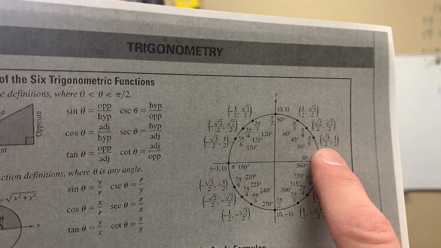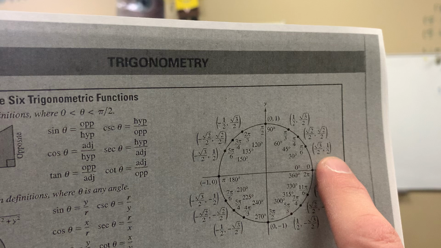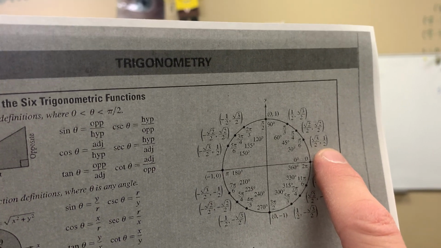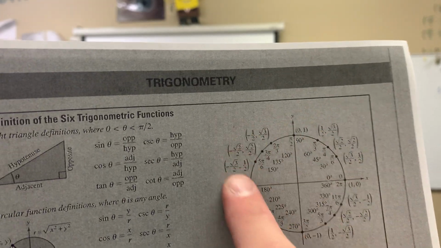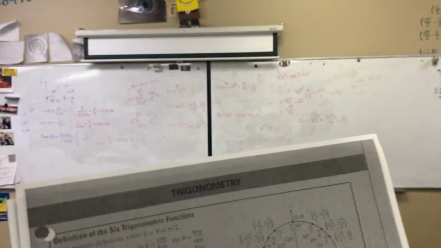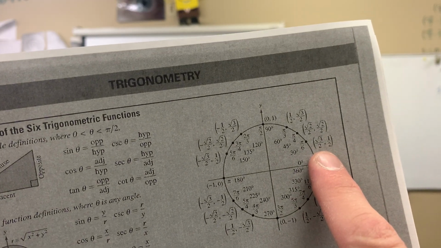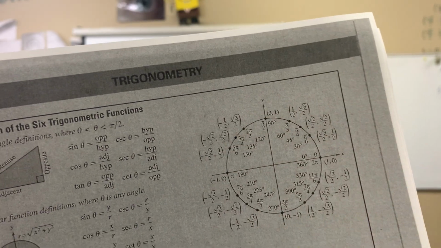Root 3 over 2, that's referring to cosine, because cosine is x over r. The 1/2 is referring to sine, because sine is y over r. And so it goes x comma y. So on those coordinate points, the x is the cosine ratio, and the y is the sine ratio on all of those.